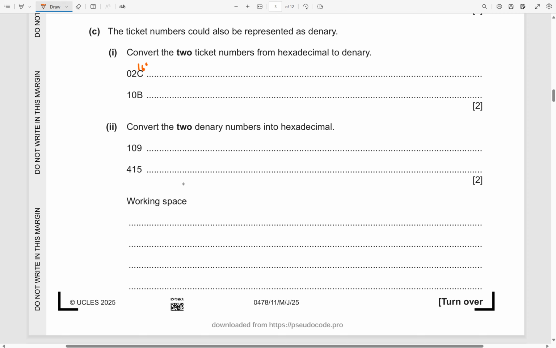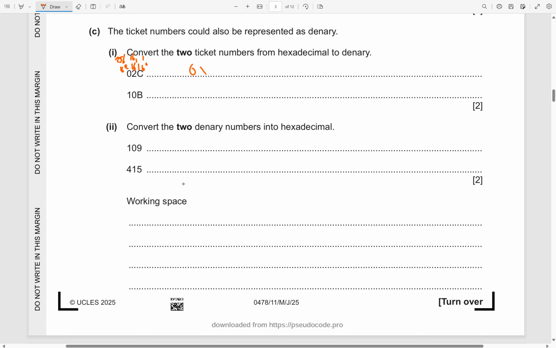So the first one, this is 16 to the power of 0. 16 to the power of 0, well, that's just 1. Alright, the next one, that's 16 to the power of 1. So that's going to be 16. The next one, 16 to the power of 2, so that's going to be 256.